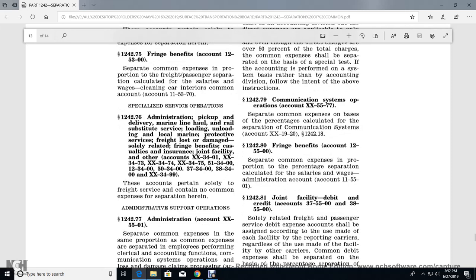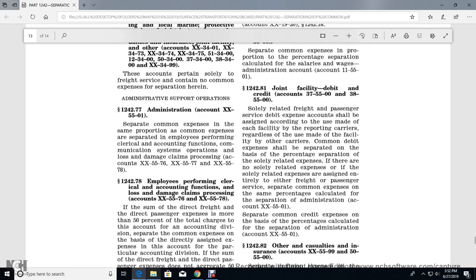All right, 1242.80 fringe benefits, accounts 1255.00. Separate the common expense in proportion to the percentage separation of the salary and wages administrative 1155.01.